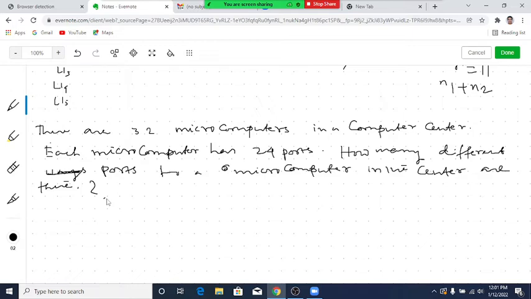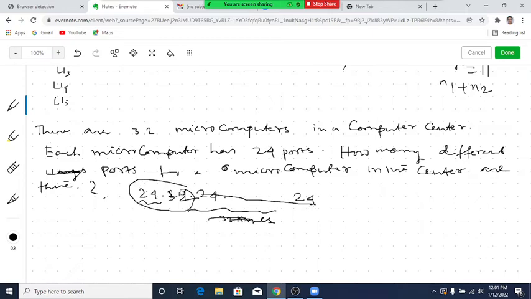Sir, last question again. How many different ports to a microcomputer in the center are there? That means if you want to identify a particular port, how many ways can you identify a port in that computer? Sir, 32 into 24. Yeah, 32 into 24, because one microcomputer has 24 ports, so 32 microcomputers will be 32 into 24 ports. If I want to identify any port, I can search from one computer, so there are 24 options. Similarly, I can choose a port from the second computer in 24 ways, and the third computer. Similarly, for each of the 32 computers I have 24 options, so this will be multiplied 32 times. So this will be 32 into 24. That will be the total number of ways I can choose a port.